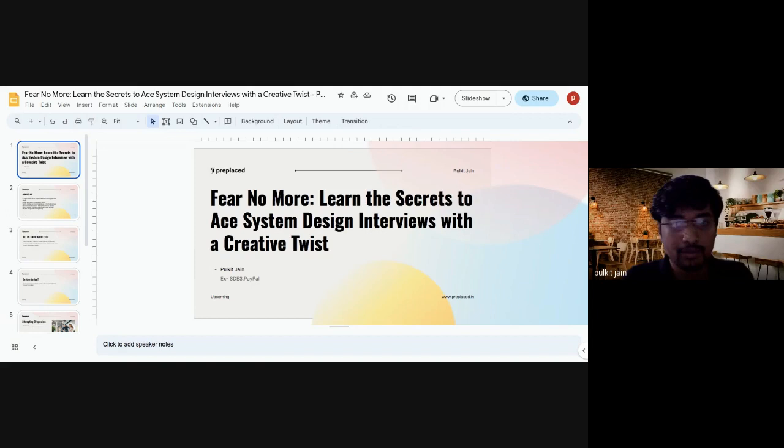So yeah, today's session is going to be about discussing how to tackle system design interviews and any interviews in general. Basically, because there is some overlap between how to answer a system design interview as well as a data structures and problem solving round interview, we will discuss both of them.